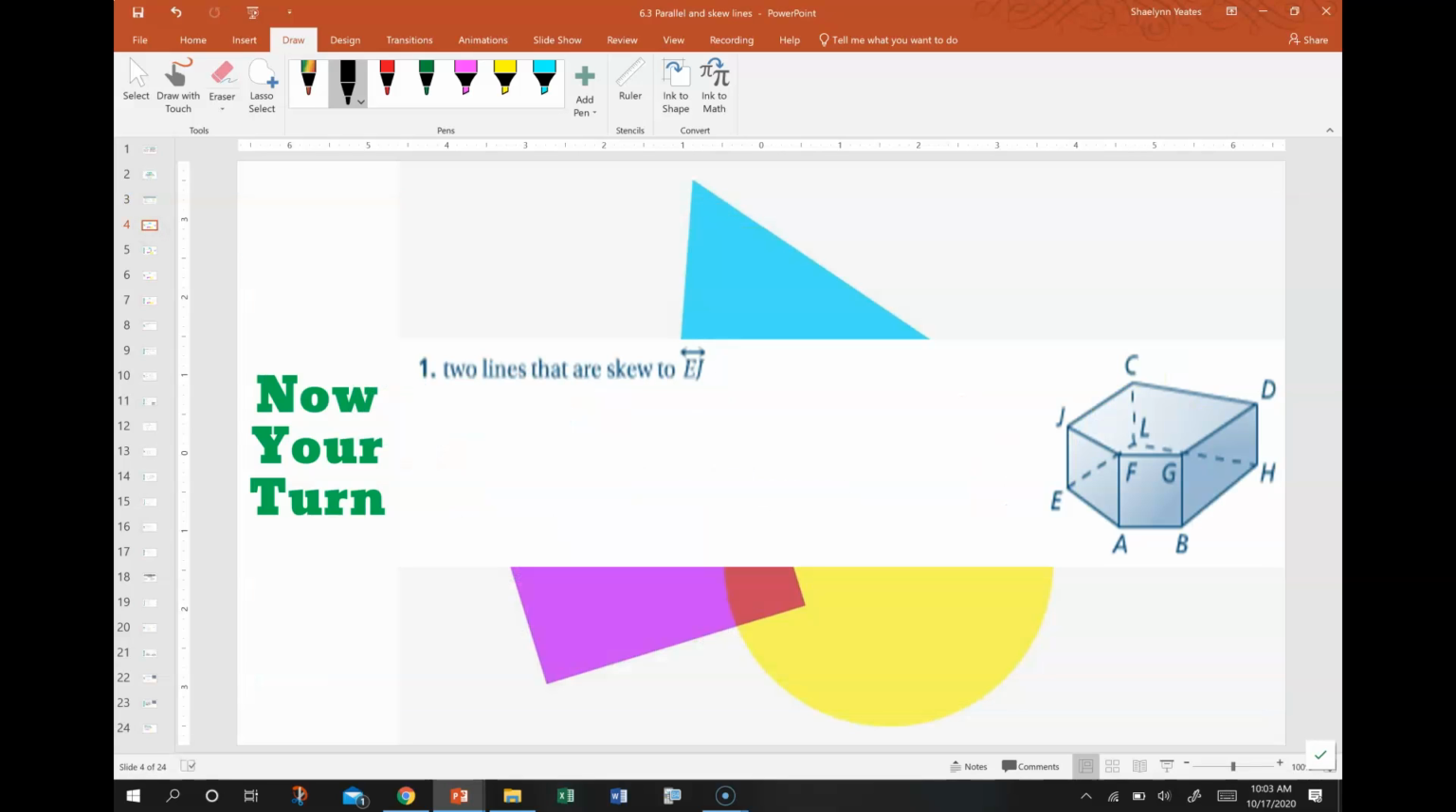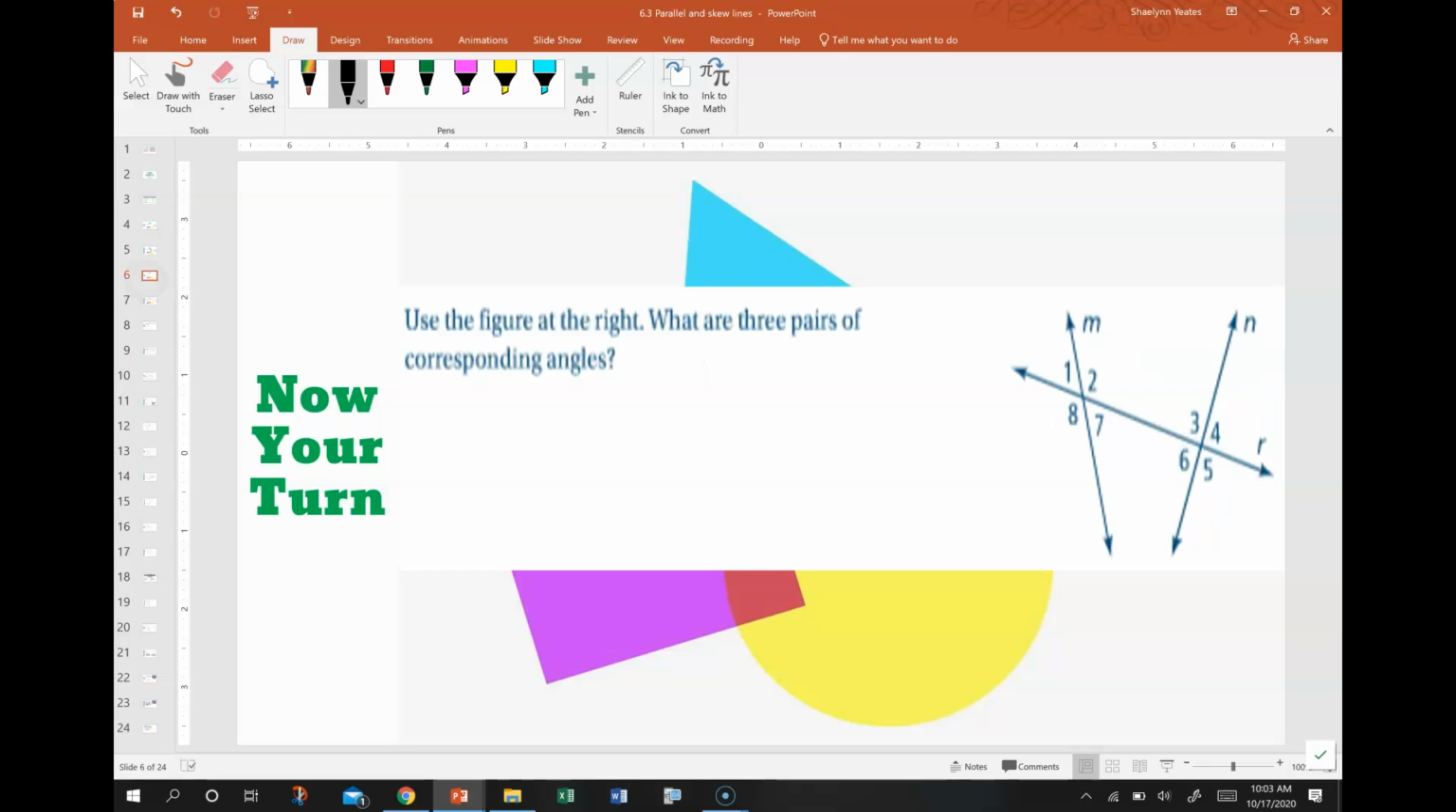Alright, I want you guys to label two lines that are skew to EJ. Just two. There are lots, just label two. On the answer slide I've listed a lot. I don't know if I got all of them, but I listed a lot.